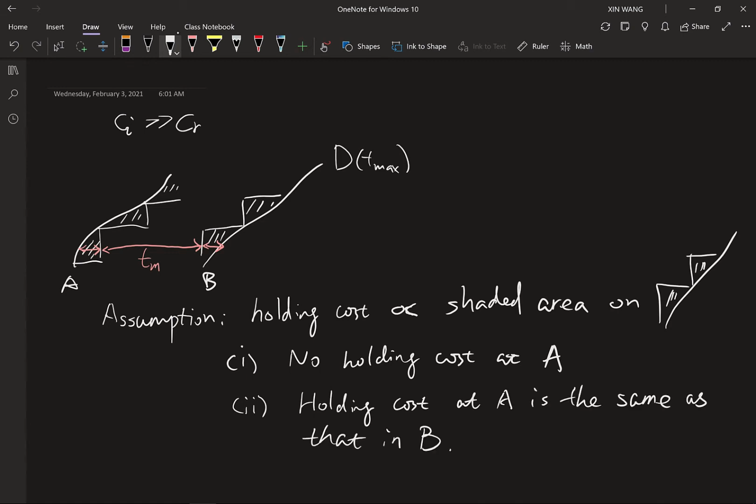This assumption is necessary because although we know the demand curve, we do not guarantee that the production curve is the same as the demand curve. So to really focus on the triangle area, we need to make the analysis consistent on both sides. We either ignore the side on A, or we consider the triangles at A to be the same as the triangles at B, to simplify our analysis.